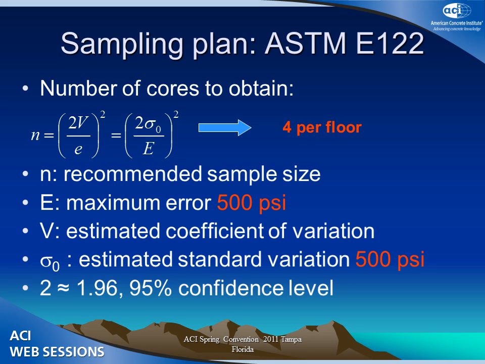This 2 number, if you look at E122, comes from the number of standard deviations that you may want to be away, and it does give you some guidance that you can use a lower number, and we use 2, and I think our document uses 2 as well.